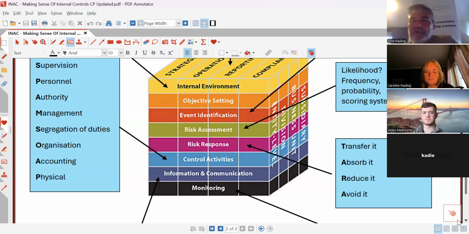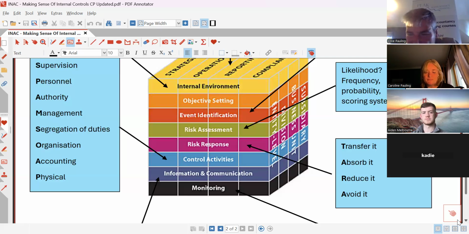And then you've got problems. You've got theft going on. You're losing money. It's impacting on your profits. So you're going to have to think about camera systems and random checks and that sort of thing. So there's our control activities.